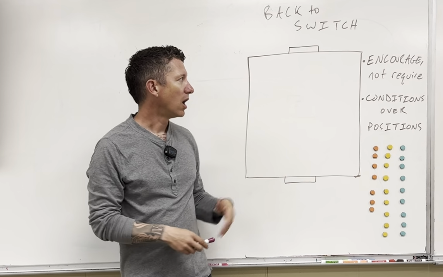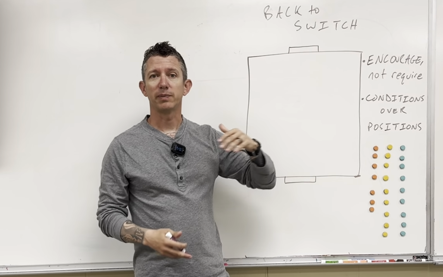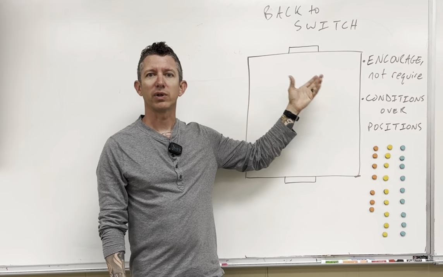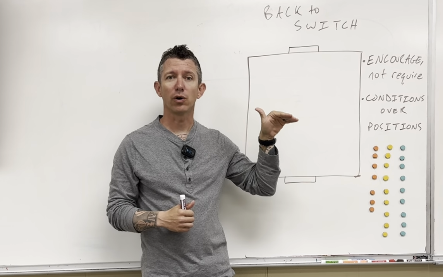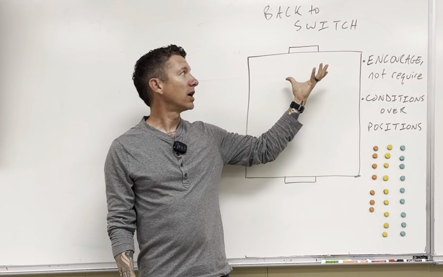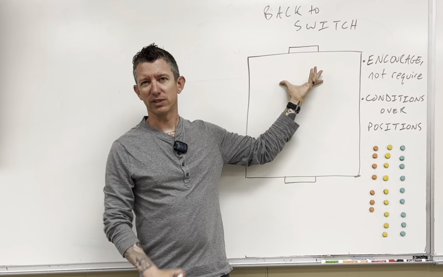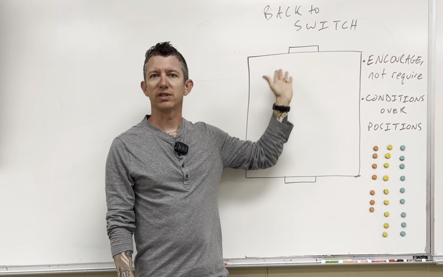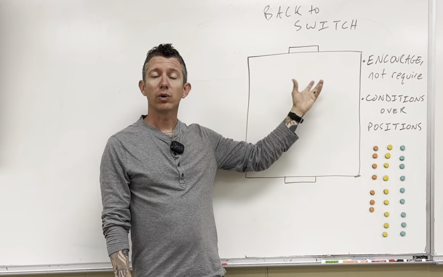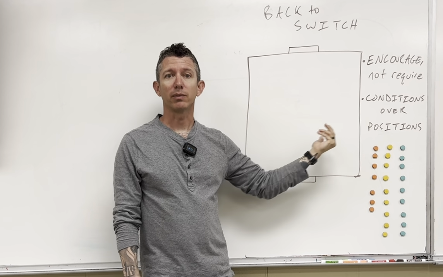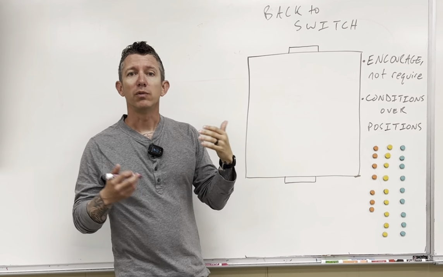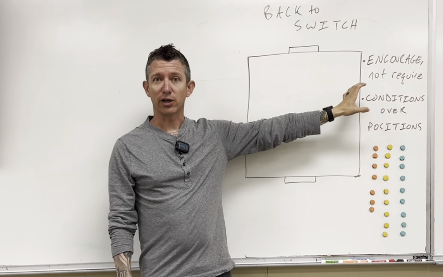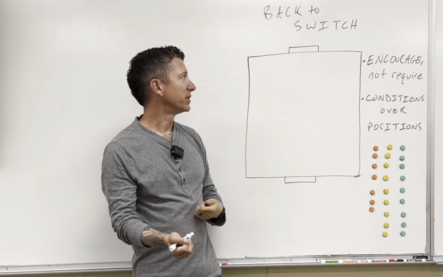Back to switch, generally speaking, when I think about this, oftentimes we're playing against an opponent who is very compact, they're working together as a unit, and we're not able to go through, and they are oftentimes low blocking, although that's not always the case, so that it's very difficult to go over. So when we have a team that's compact and we can't go through, we can't go over, one way I like to think about this: encourage, not require, and conditions over positions.